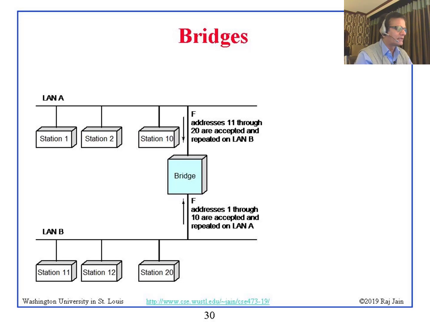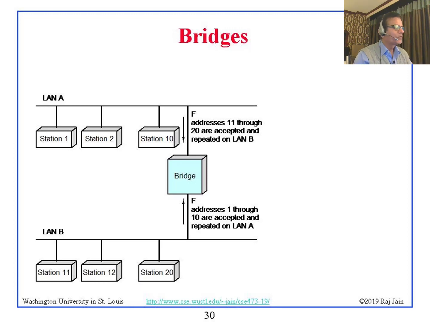If the address is on the other side, it forwards the packet to the other side. If the address is not on the other side, then it doesn't forward the packet. So here is the thing. If station 1 sends a packet to station 10, everybody on the wire will listen. Station 2 will listen, station 10 will listen, and the bridge will listen. They all listen to the same packet. Station 2 says it's not for me, it discards it. Station 10 says, oh, it is for me, it gets it. The bridge looks at the address and says it is for station 10, but station 10 is already on this side, so it doesn't do anything with it, it throws it away.